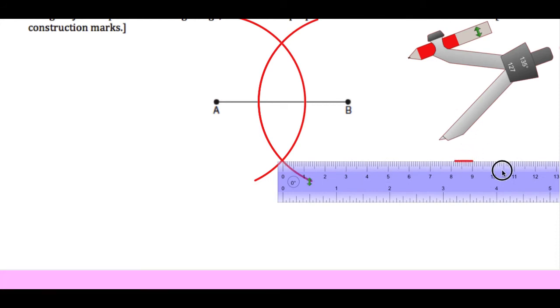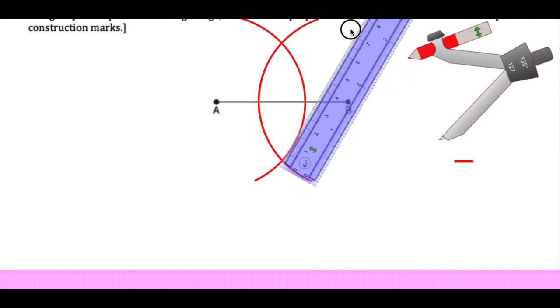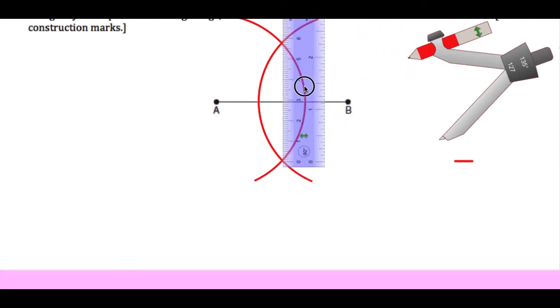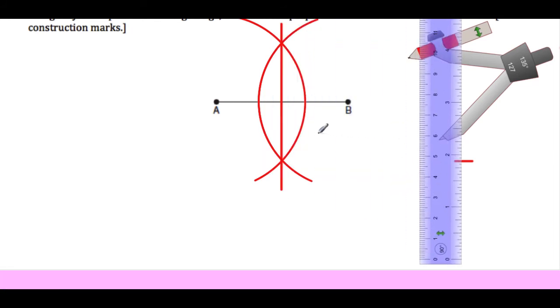Now, okay, and then we can just draw the line up and down. Then here we'll end up getting the perpendicular bisector. And they told us to label it C, so we just have to label this one as C. This one is C. Hey, high five.